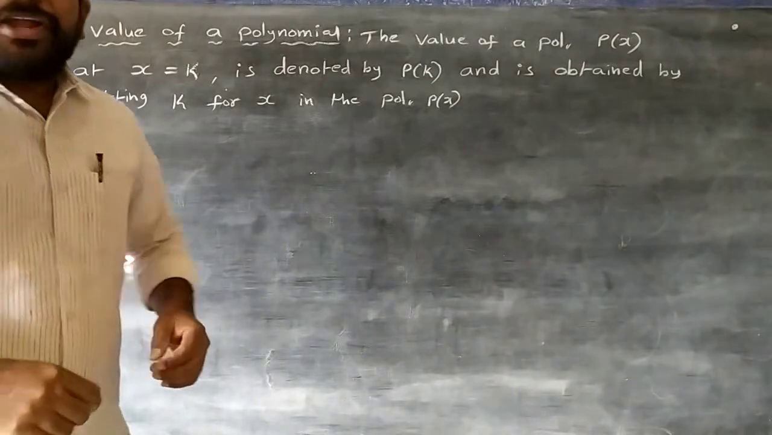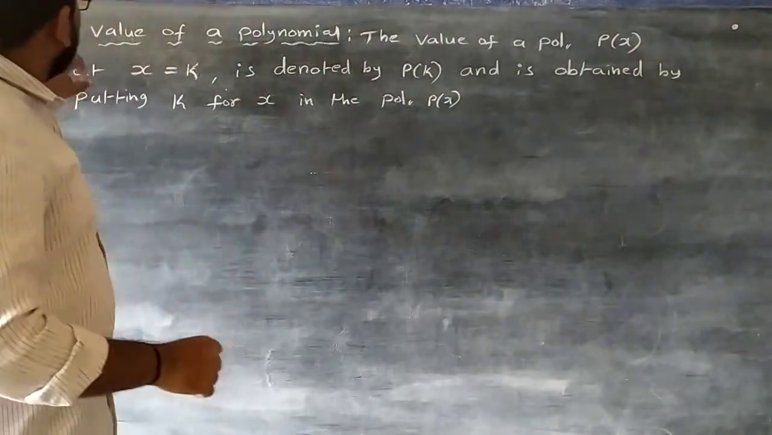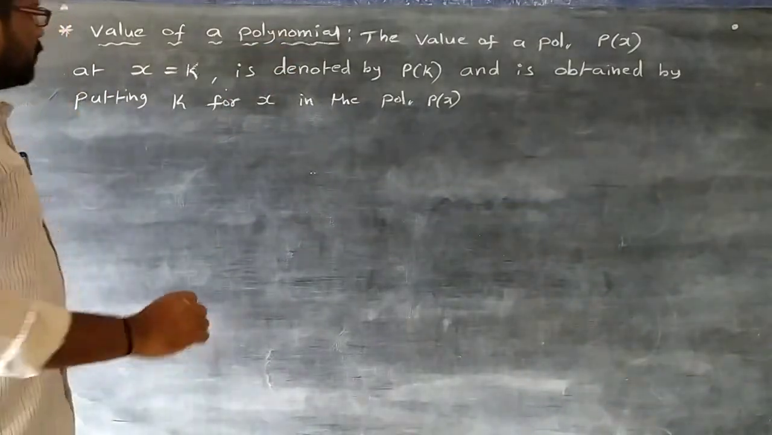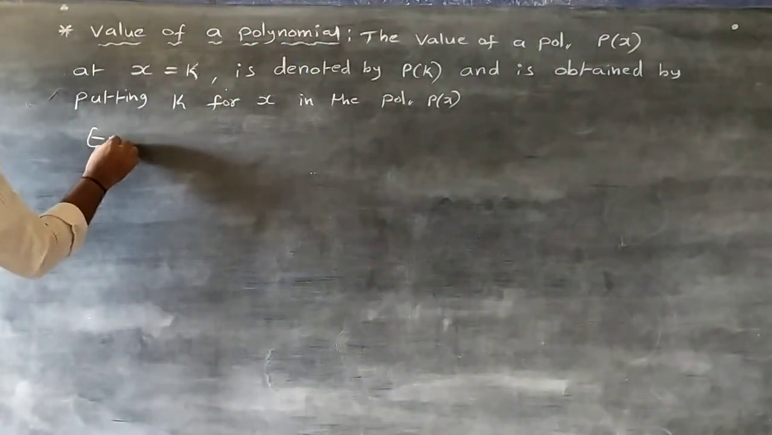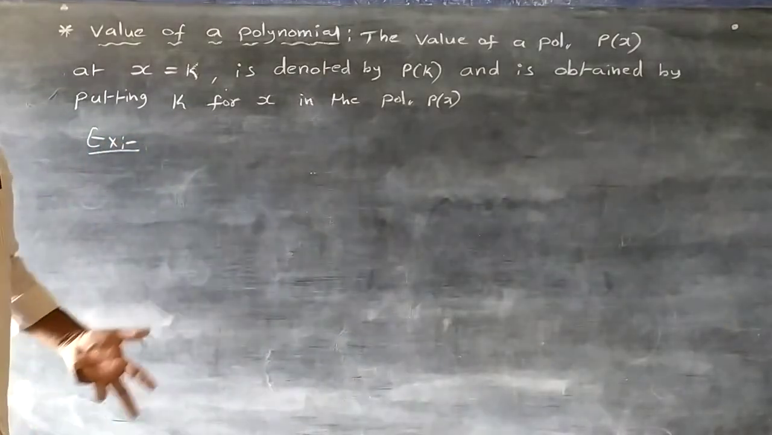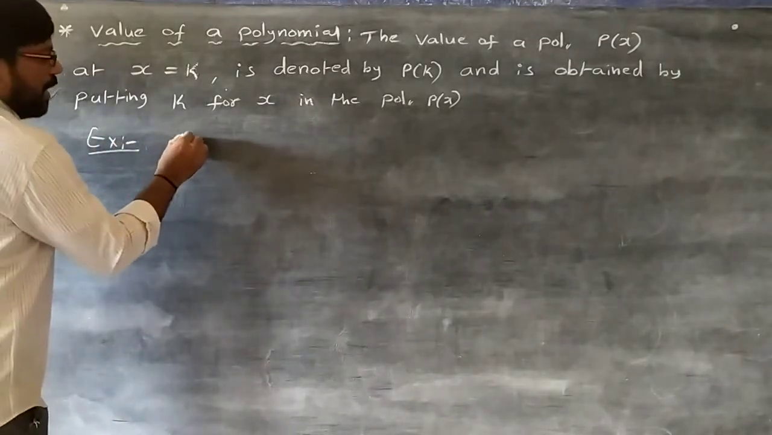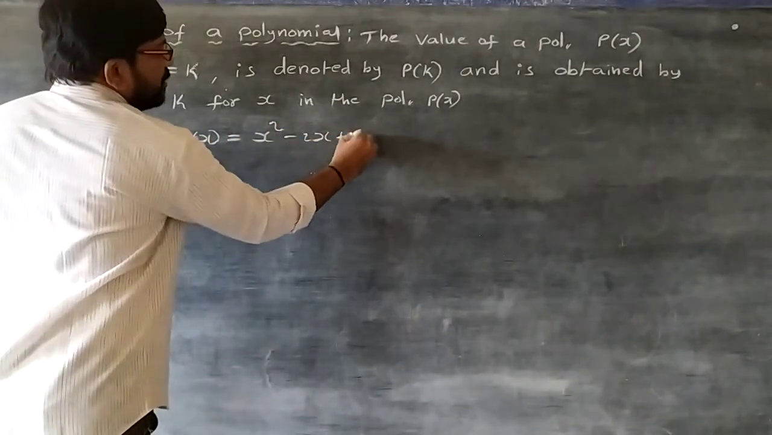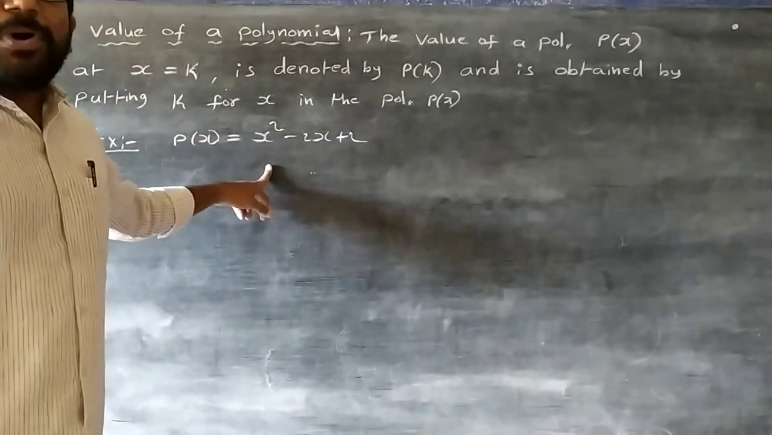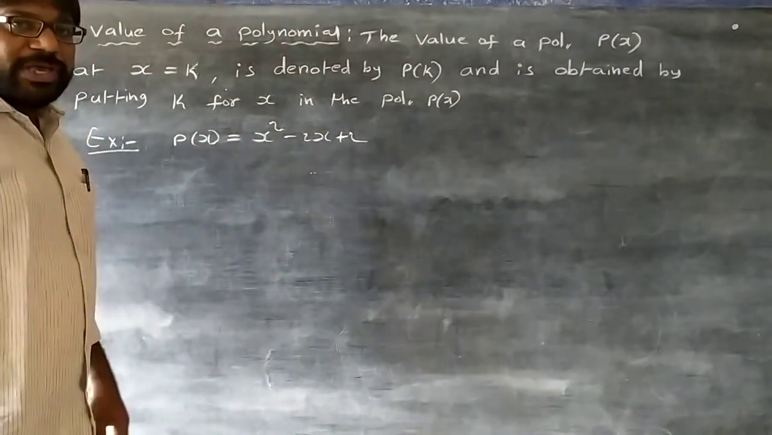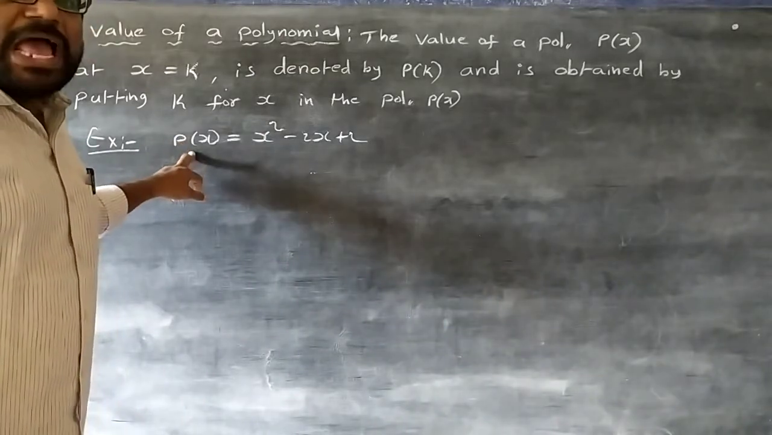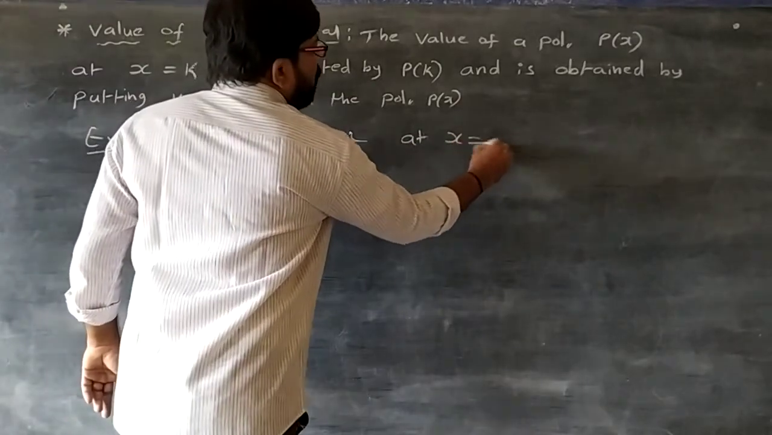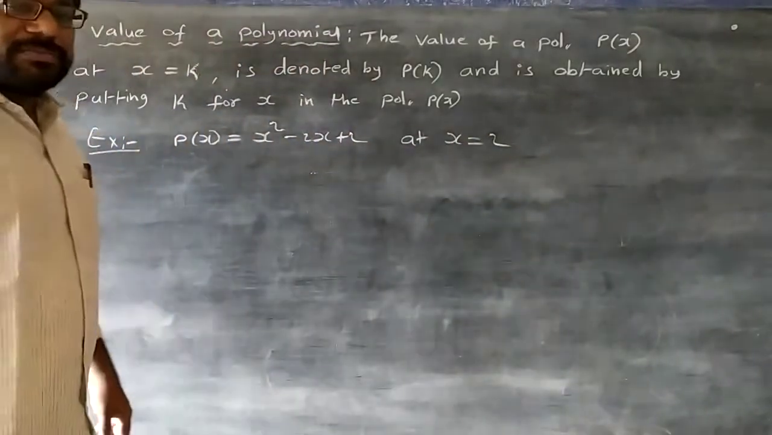Next interesting concept, listen carefully. Value of a polynomial. Observe carefully. First let me explain an example, it is better to understand. A polynomial p of x equals x² − 2x + 2. See, p of x is any polynomial in variable x. So what is the value of the polynomial at x equal to 2?